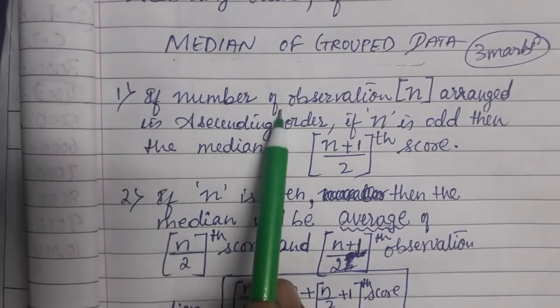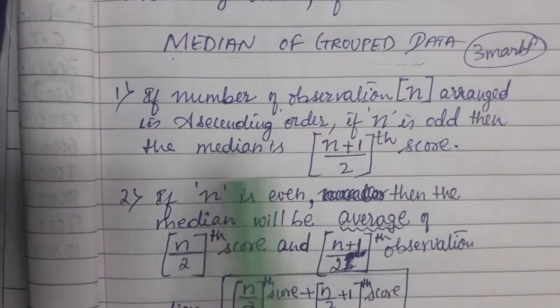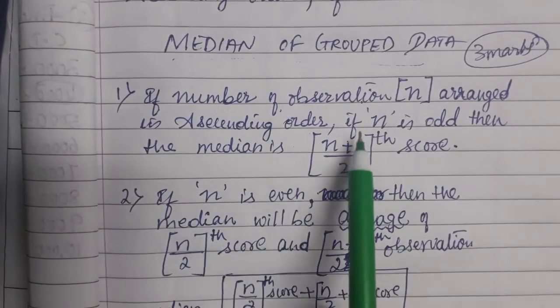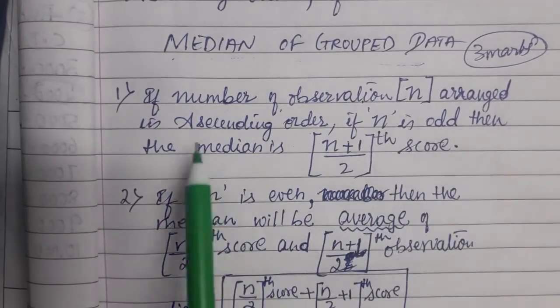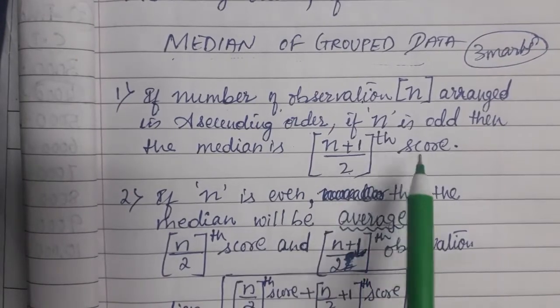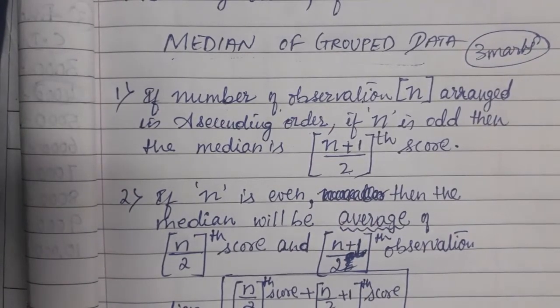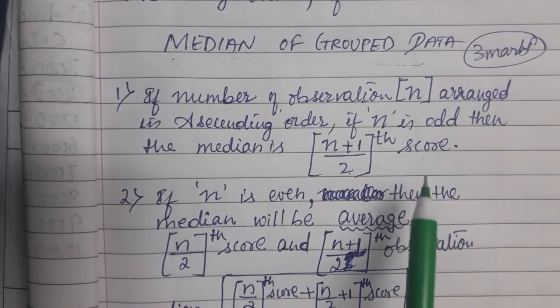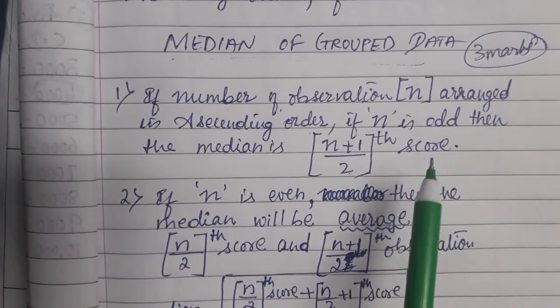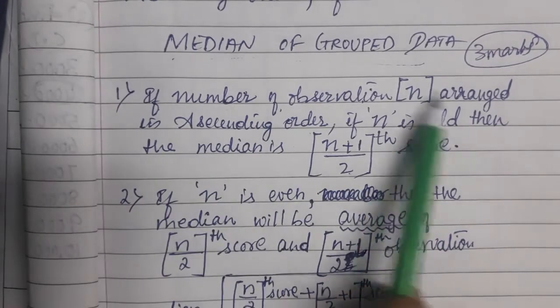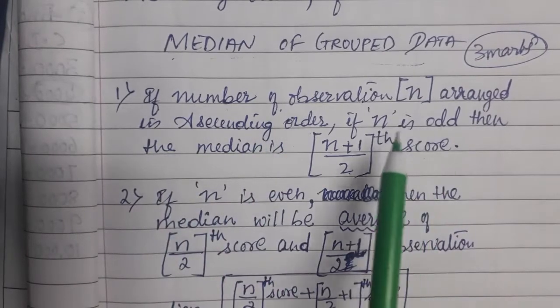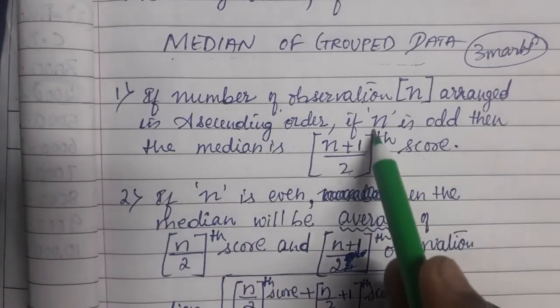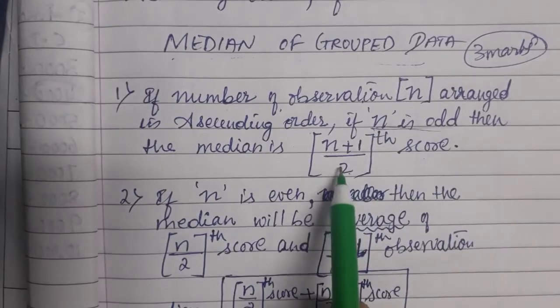Suppose the number of observations is arranged in ascending order. If n is odd, then the median is the (n plus 1) by 2 score. So if you count the number of observations, that is the given scores, and it is an odd number, then if you want the median, you can use this formula: (n plus 1) by 2 score will become the median. Median means the centermost score of the given data. This is when only scores are given. We will count the scores. If the number of scores is odd, then to find the midpoint you can use this formula.